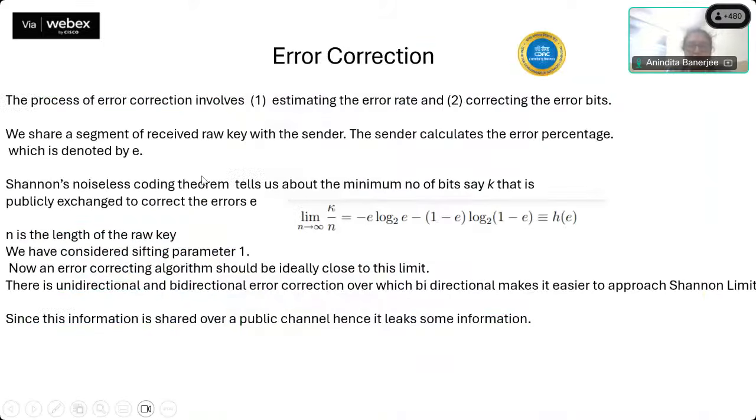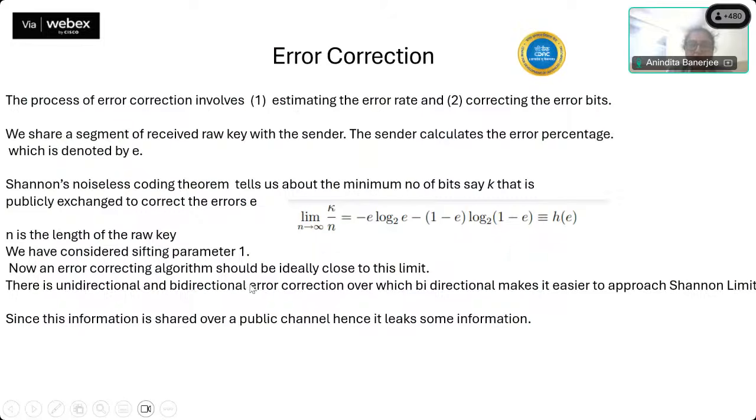So in error correction, as I told you, a segment of the received raw key is shared with Alice, and then Alice will do the XOR, some matching, and find out the threshold error. So there is Shannon's noisy channel coding theorem, which tells us about the minimum number of key bits that is to be publicly exchanged.